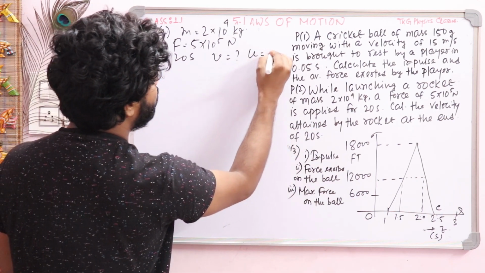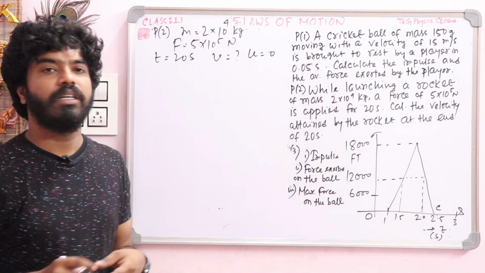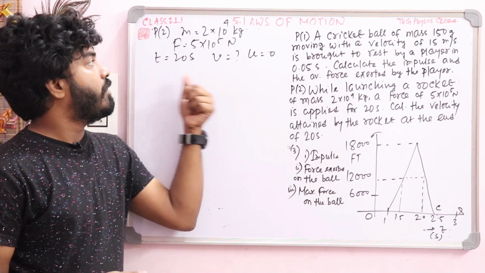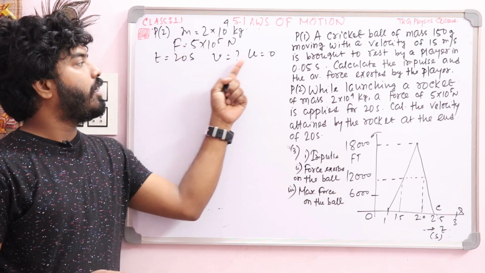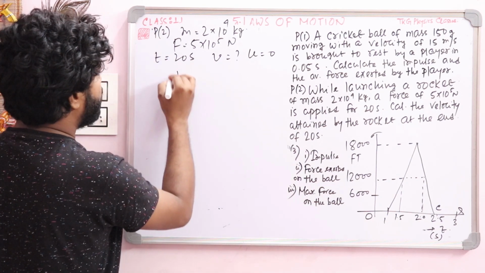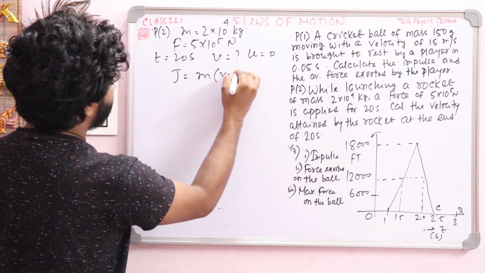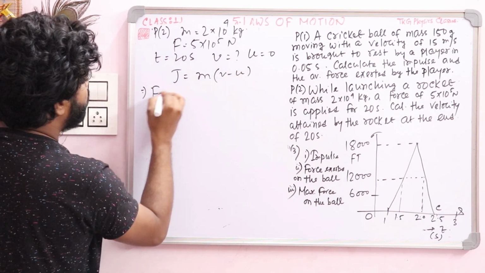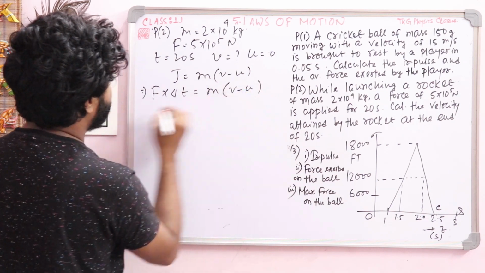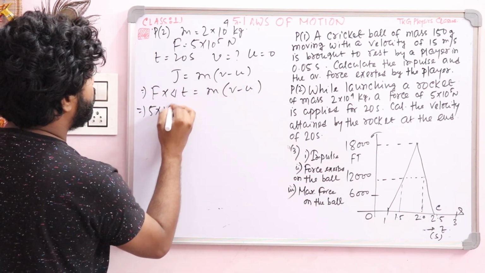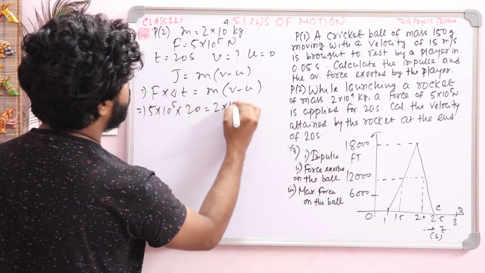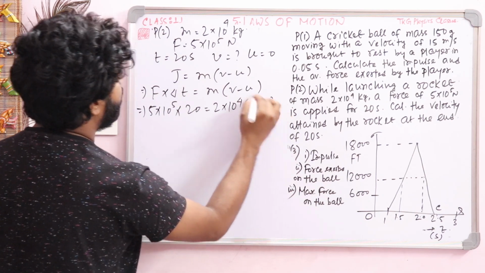So obviously the initial velocity is 0. And you have to find out v, that is the final velocity. Mass given, force given, time given, u is 0, v to find out. So use the impulse momentum theorem. J is equal to m(v minus u), and in place of J you write F into del t, because F and time both are given. Now putting the values, F is 5 into 10 to the power 5, del t is 20, mass is 2 into 10 to the power 4, v you have to find out, and u is 0.